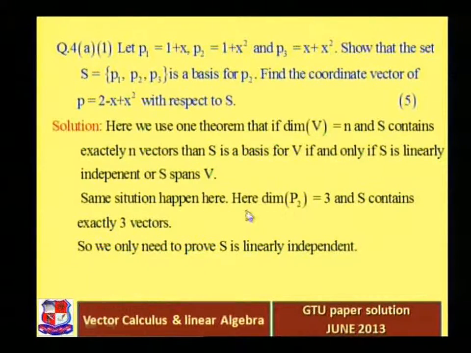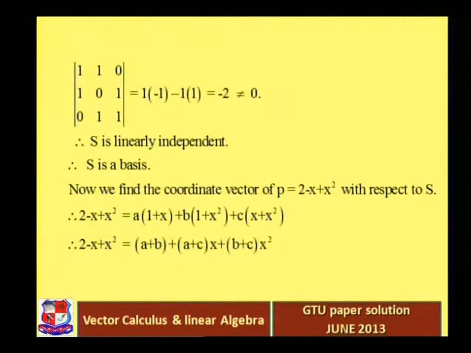Same situation happens here. Dimension of P2 is equal to 3 and S contains exactly 3 vectors, 3 polynomials, correct. So that's why we can use this theorem here also. We only need to prove S is linearly independent. To prove linear independence is quite easy, because we have 3 polynomials, we can use the determinant. If the determinant is not equal to 0, then the set S is linearly independent and a basis for the vector space V.